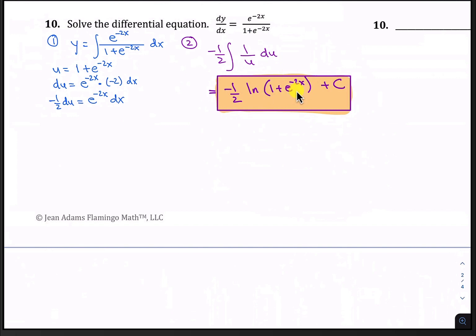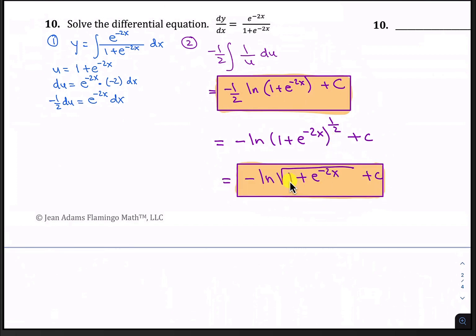However, again, looking at another answer key, they went further in this fashion. They took the 1/2, brought it up here as the exponent. So now the 1/2 is the exponent of this expression. And of course, raising something to the power of 1/2 is the same thing as taking its square root. So that's how they ended up with that alternate answer: negative natural log of radical 1 plus e to the negative 2x plus your constant. And as I said, either one of these answers would be acceptable.